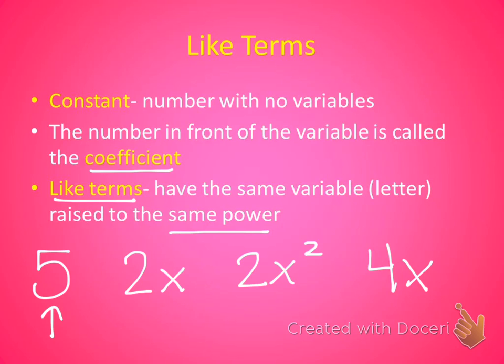So, how I like to talk about like terms, and what we're going to be doing is we're going to be combining like terms, okay? Adding or subtracting them. And this is only dealing with addition and subtraction. Multiplication, you can multiply or divide anything. I can multiply 2x, or division, I could do 2x divided by 2 all day long. But when it comes to addition and subtraction, they have to be like terms.